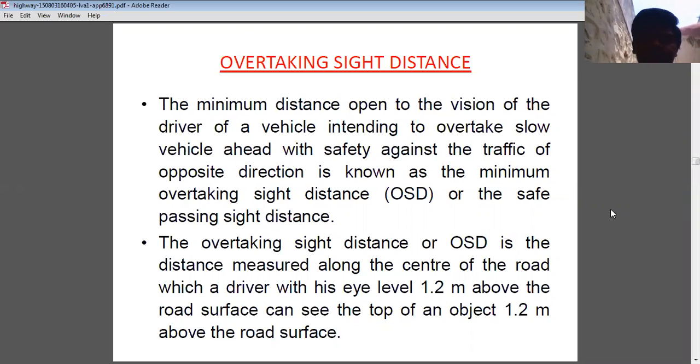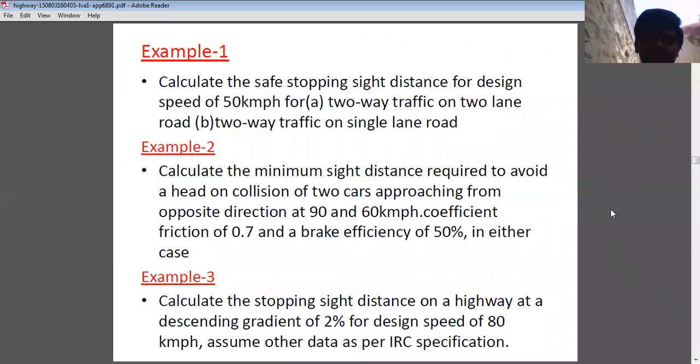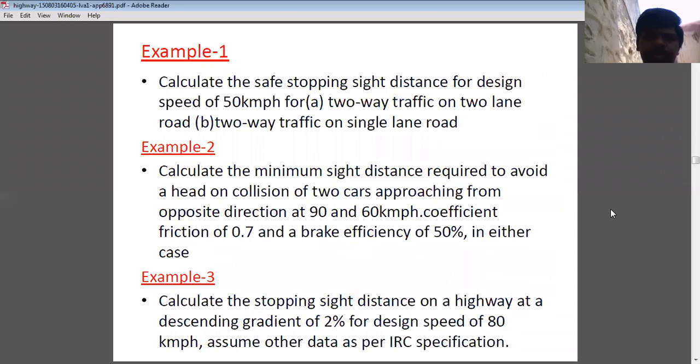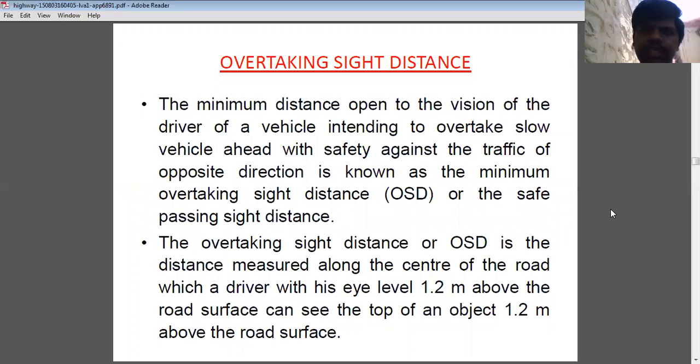In the last class, we discussed stopping sight distance, SSD, the formula of SSD, and some examples. The formula is SSD = 0.278 V T + V squared divided by 254 f. Today we'll discuss overtaking sight distance. What is overtaking sight distance?